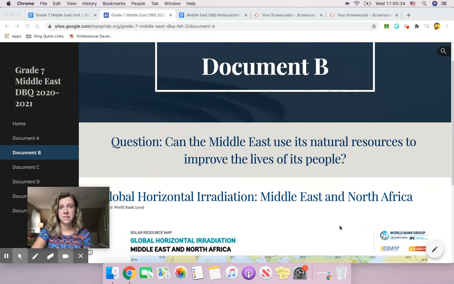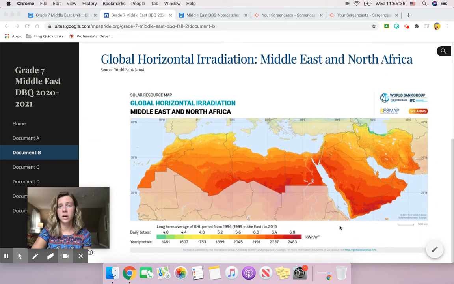Document B. If I scroll down, I see right away that document B is a map. This map is from the World Bank in 2019. Now, this is a solar resource map, so it has to do with sunlight, and its title is Global Horizontal Irradiation in the Middle East and North Africa. Irradiation is probably a new word for a lot of us. It means sunlight. It measures how intense and the amount of sunlight that an area gets.